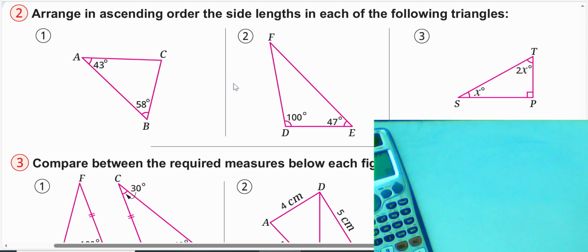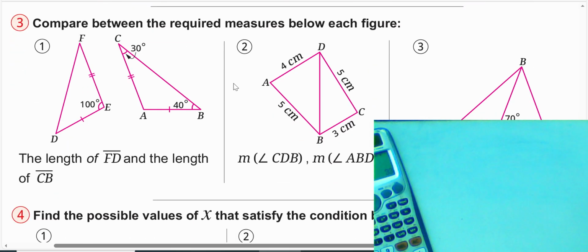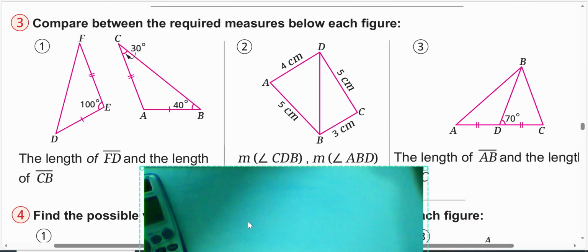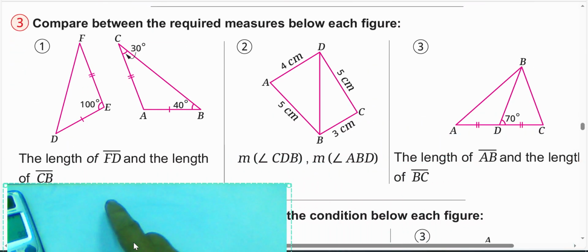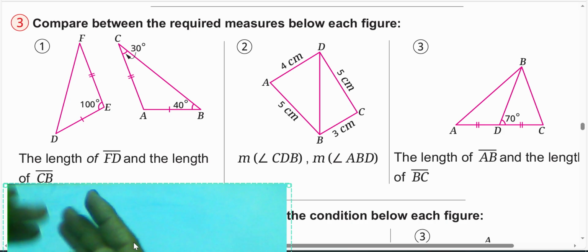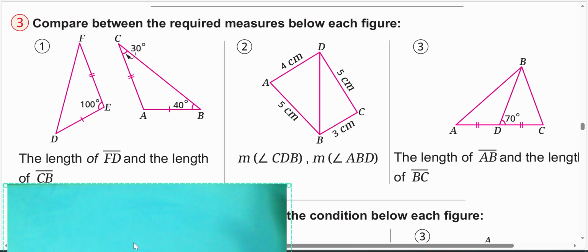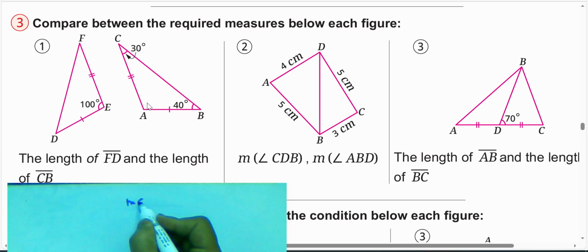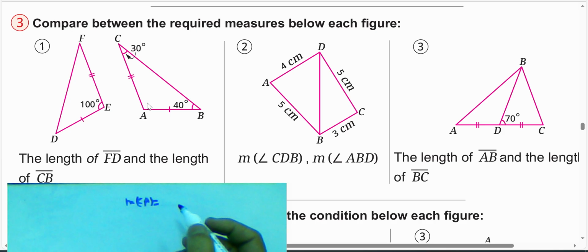Next example. Compare between the two required measures below the figure: the length of FD and the length of CB. We want to compare the two sides, FD and side length CB. First step, we can find the measure of angle A. Write 180, subtract the interior angles, 40 plus 30 is 70, subtract from 180, it will be 110 degrees.